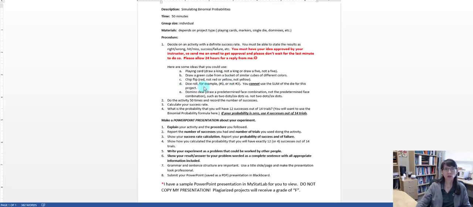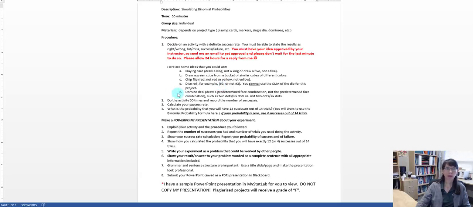For part D, the dice roll, you could use one die. Since there's 1 through 6 on a standard die, choose one number before you begin rolling the die. For example, you could choose the number 3. So you roll the die, it either lands on 3 or it does not land on 3.